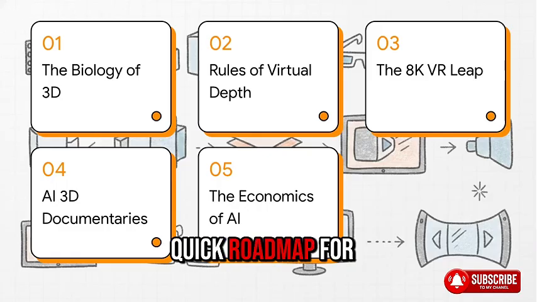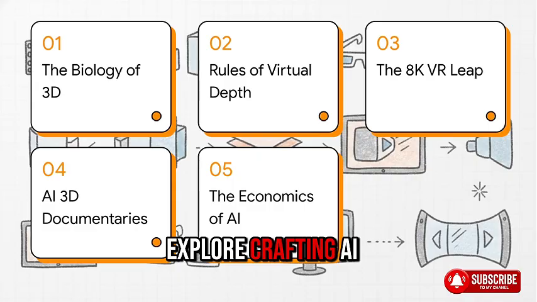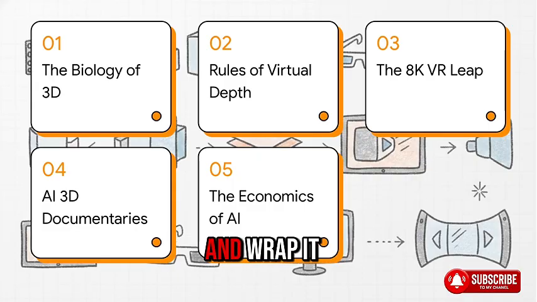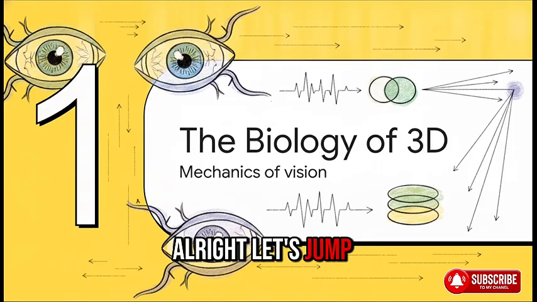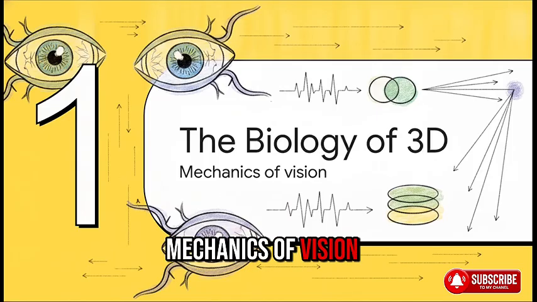Here is our quick roadmap for today. We'll start with the biology of 3D, move into the rules of virtual depth, look at the 8K VR leap, explore crafting AI 3D documentaries, and wrap it all up with the economics of AI. All right, let's jump right into Section 1, the biology of 3D, grounding the mechanics of vision.